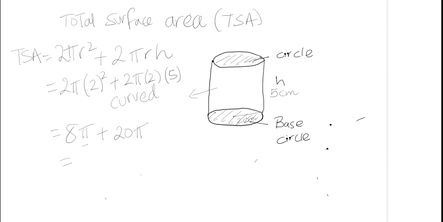Now these two are like terms because they are in terms of pi, so you can add them. So 20 pi plus 8 pi would be 28 pi. Now, what would be the unit of that? Can you tell me? Remember, it's an area now. It will be centimeter to the power of 2, exactly. Okay? Because volume is centimeter cube, but area is centimeter squared.